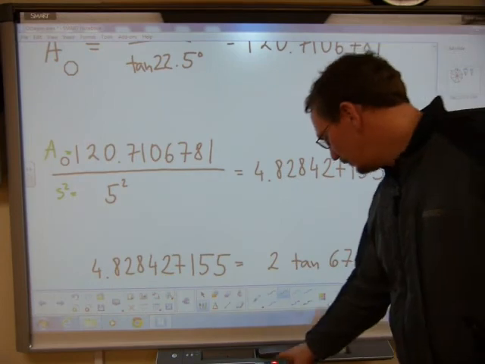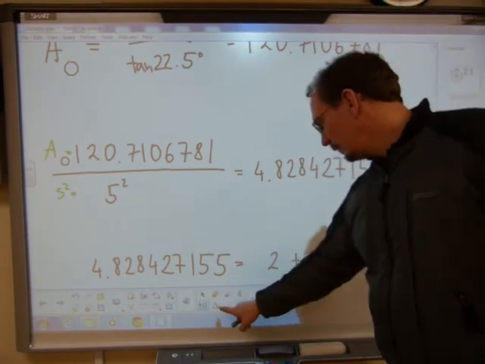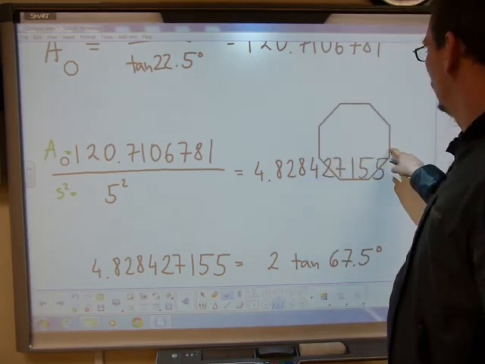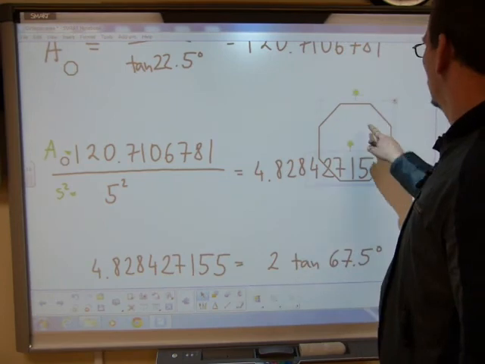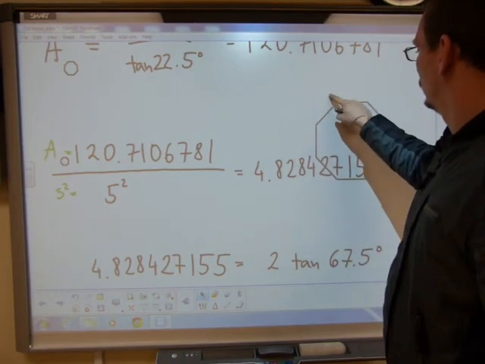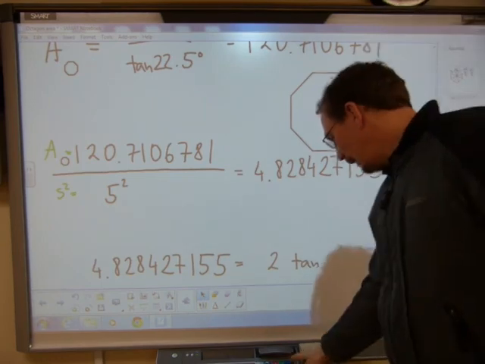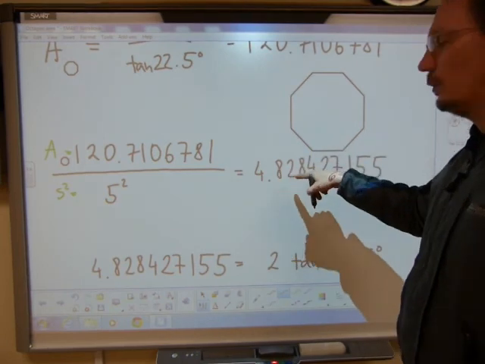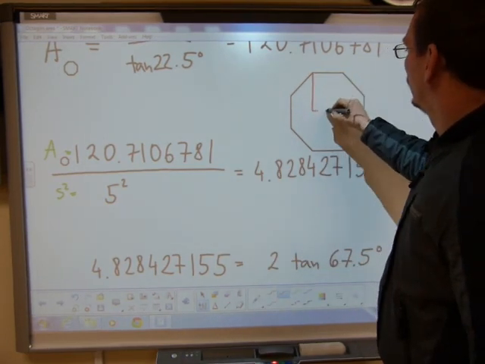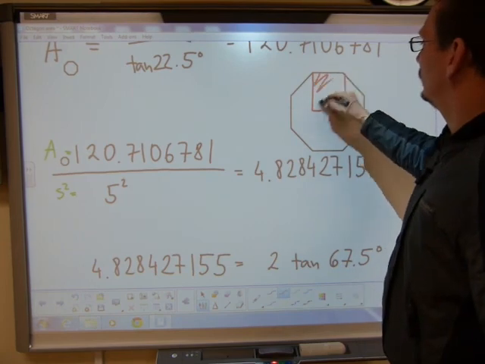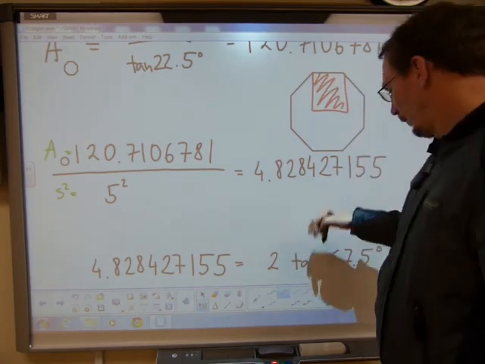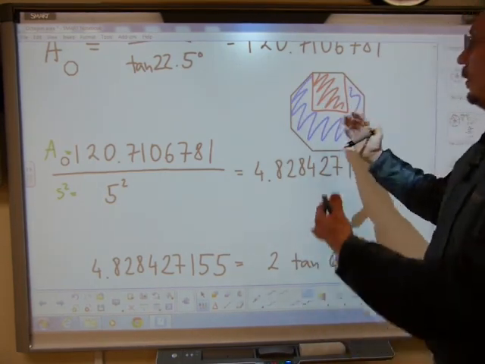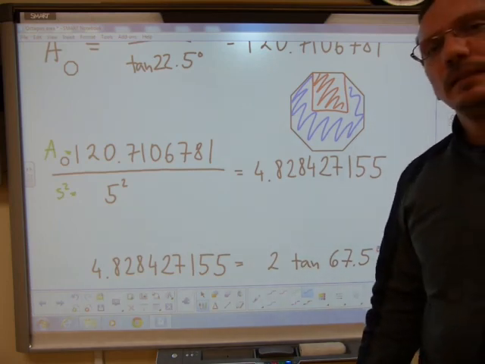Again, the meaning of this 4.828 is that if you have an octagon, let me just get you an octagon here, thereabouts. The octagon, just move it there. There, just the octagon. The area of the octagon is 4.828 times bigger than the square of its side. So if you make a square there, that square will be 4.828 times smaller than the whole area of the big octagon. So that's what it means.